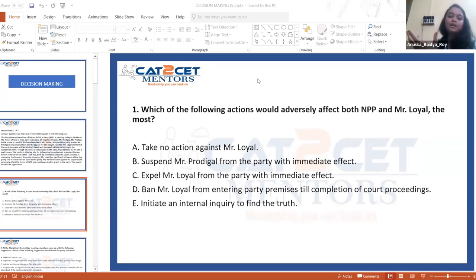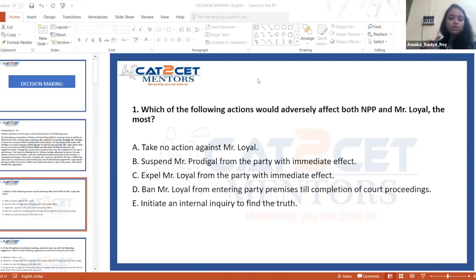And what is the adverse effect on the party? The adverse effect on the party is that the party's relationship with Mr. Loyal will get strained. Again, an indirect adverse effect on the party. Because Mr. Loyal is not leaving the party, his son is leaving the party. So the relationship between the party and Mr. Loyal gets strained. So again, an indirect adverse effect on the party.